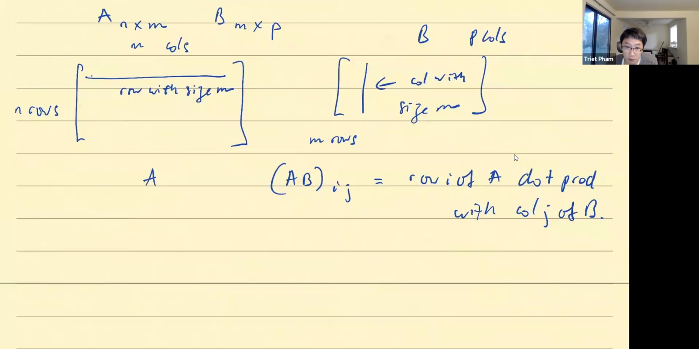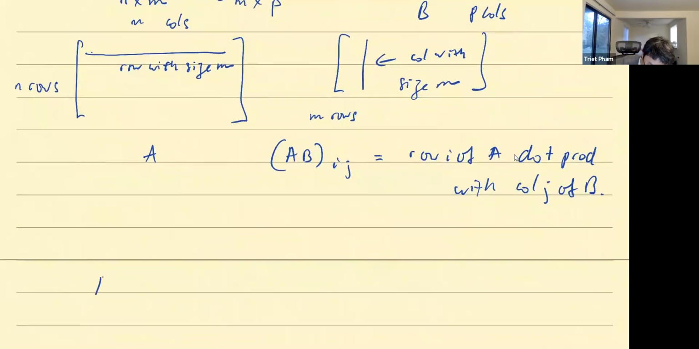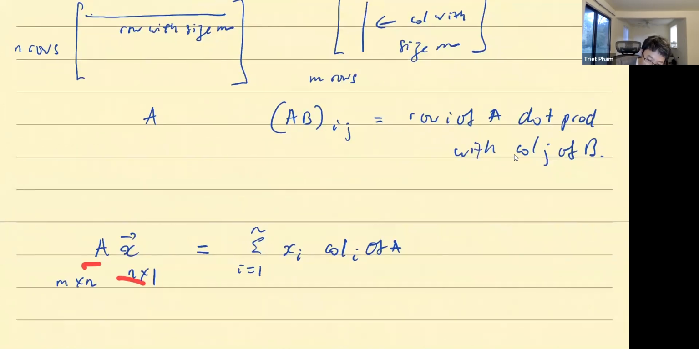There is another point of view of matrix multiplication, which I'll talk about when the time comes. But you should also try to remember this point of view, that if you have A times X, let's say A is M by N, and X is N by 1, then this will be the sum of Xi times column i of A, i runs from 1 to N. So in other words, a matrix times a vector should be viewed as a linear combination of columns of A.